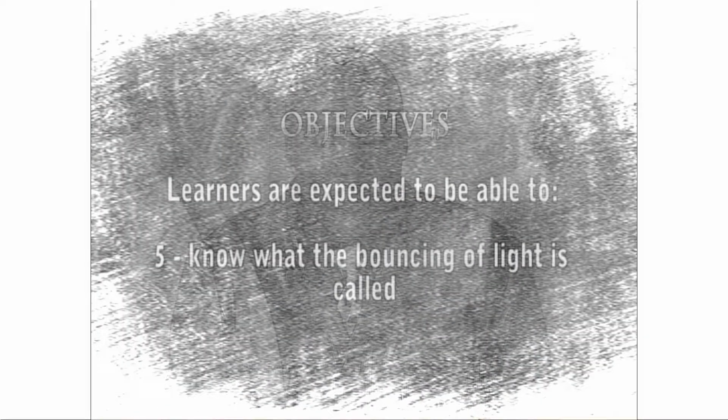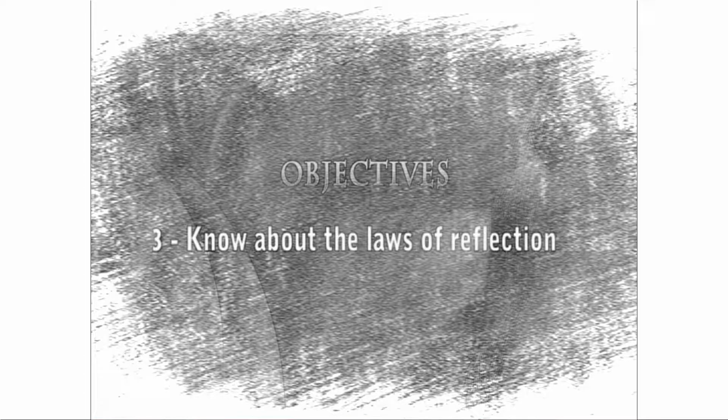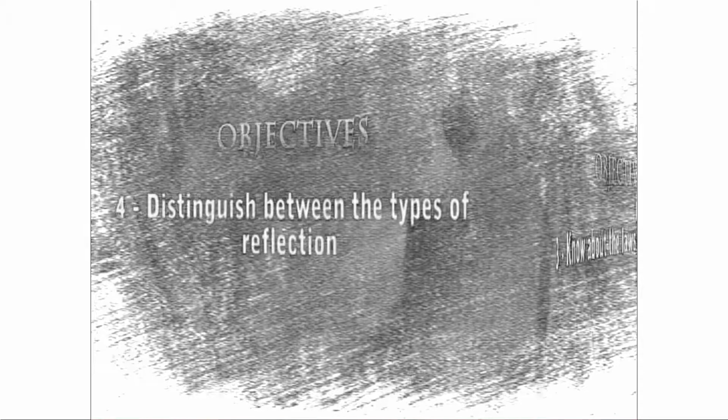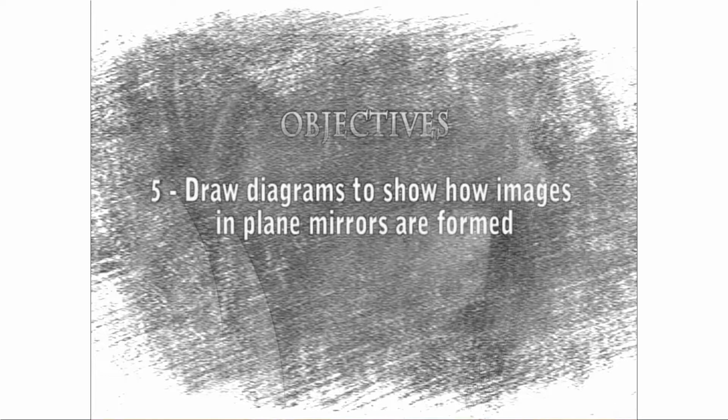At the end of our lesson today, we should be able to understand what the bouncing of light is called. We are also going to be able to distinguish between what we call an incident ray and a reflected ray. Then we are going to know about the laws of reflection. Then we should be able to distinguish between the types of reflection. Then we should be able to draw diagrams to show how images in plane mirrors are formed.